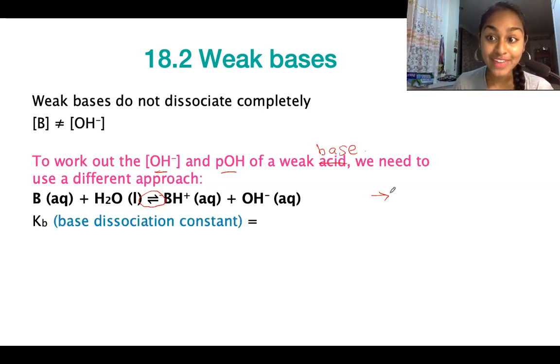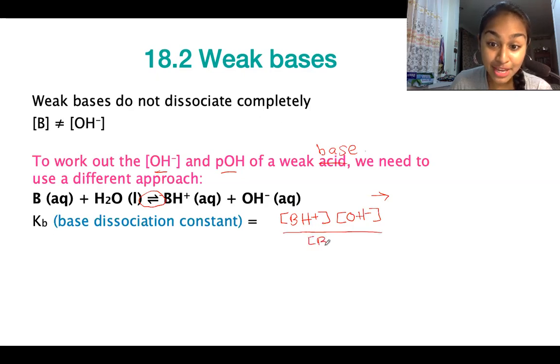Okay, so based on that dissociation reaction, we can actually work out Kb. Exactly as before, and this is really similar to the equilibrium expression, we're going to do products over reactants. And again, I'm going to omit H2O because it's a constant, so I'm not going to include that over here. And exactly as what we saw earlier, Kb can also be simplified to OH minus squared over the concentration of the base.